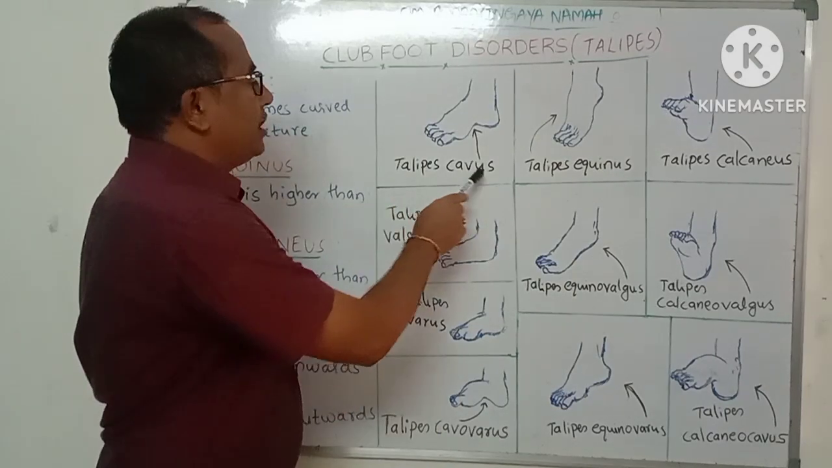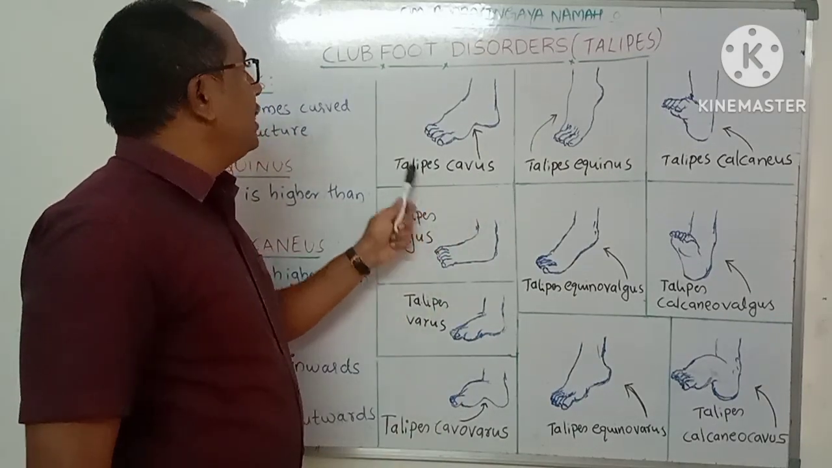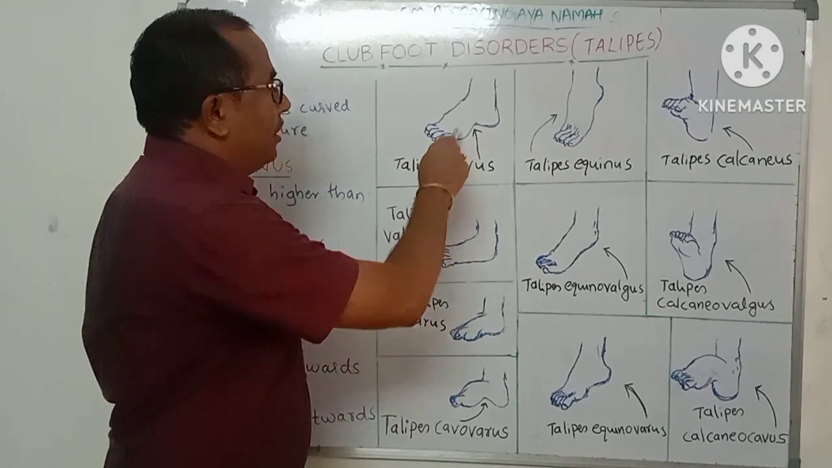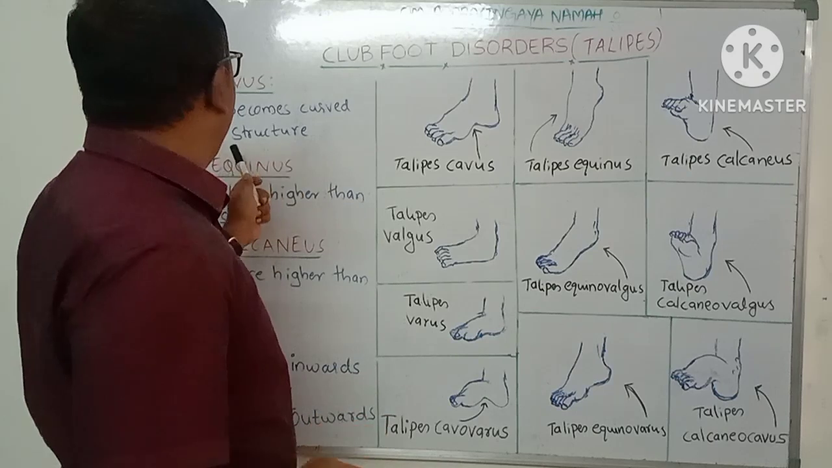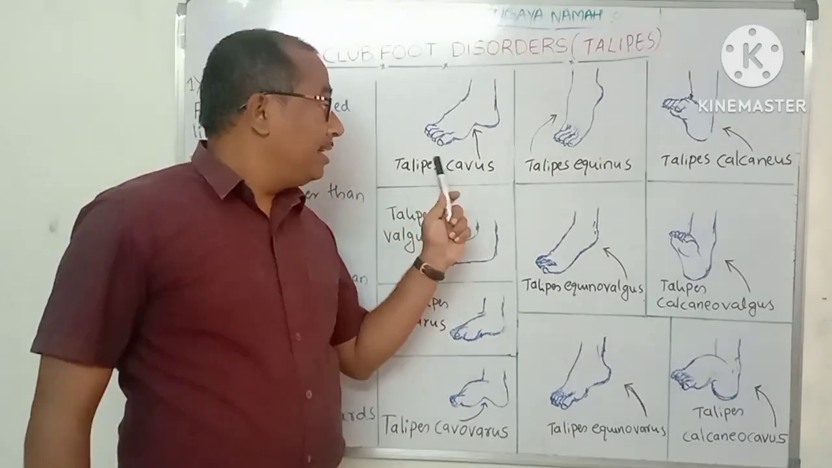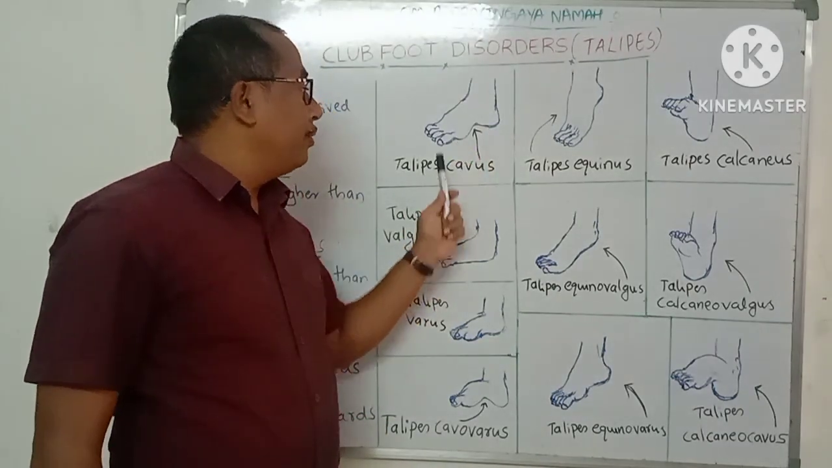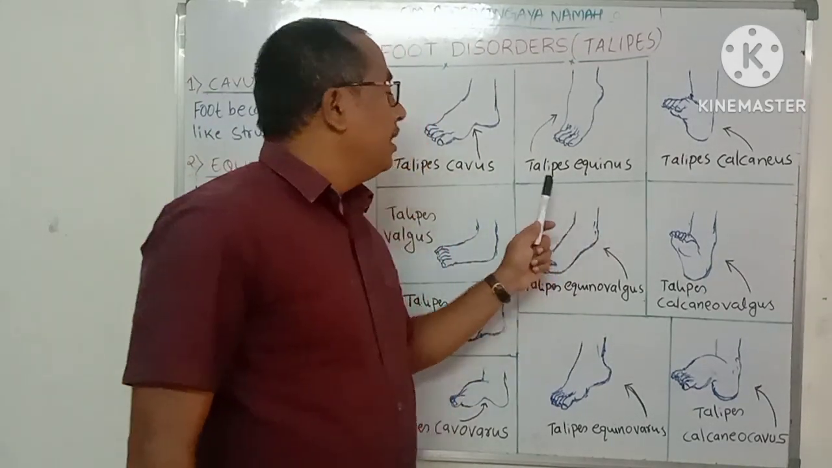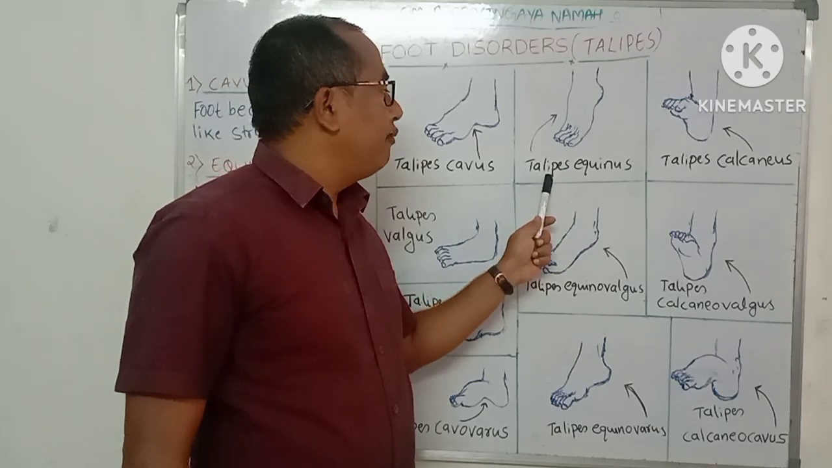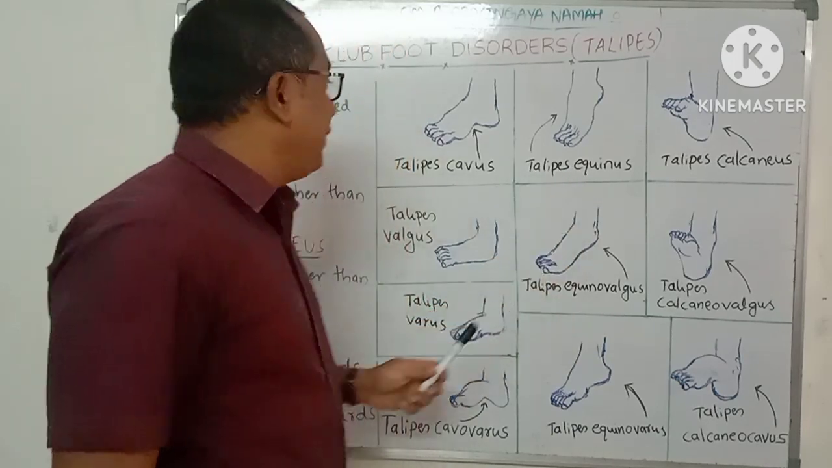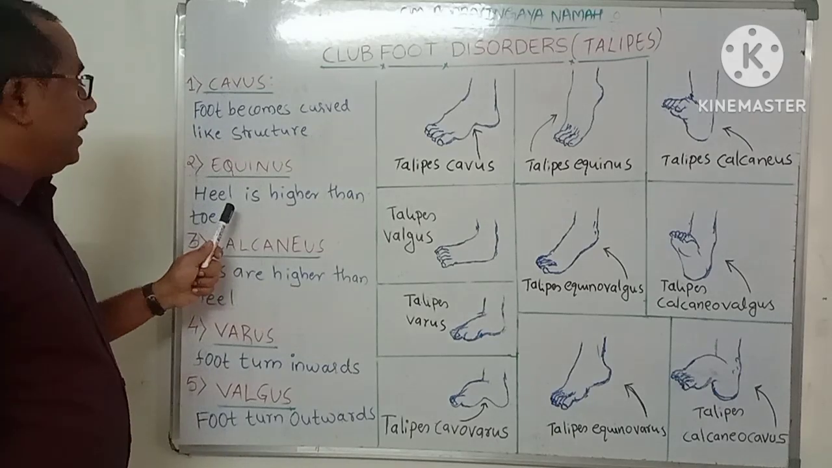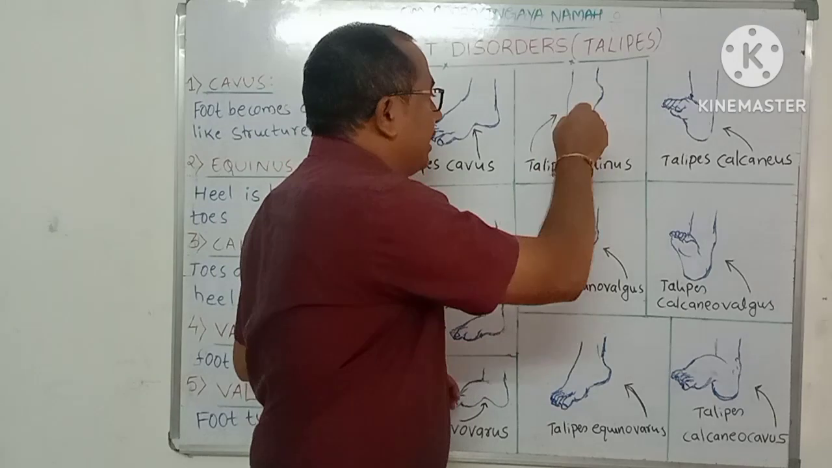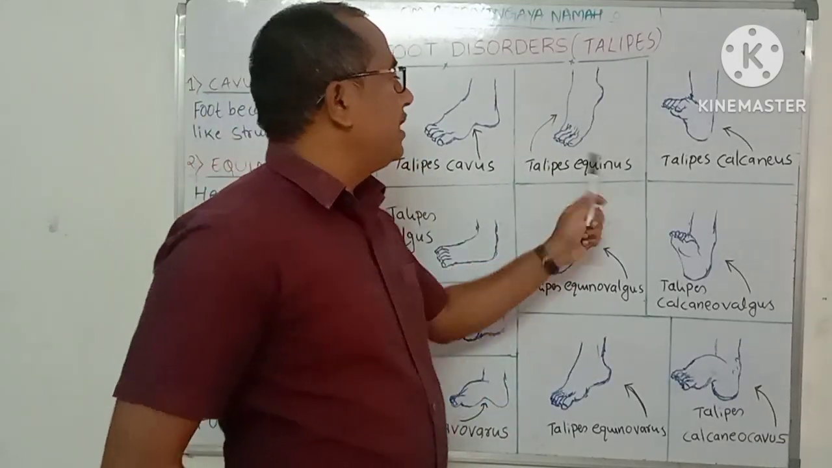First one is talipes cavus. Talipes is also known as club foot disorders. It is characterized by only a curvature in the foot, nothing other than that. That is talipes cavus. Next one is talipes equinus. Talipes equinus is a club foot disorder where the heel is higher than the toe. So that is talipes equinus.